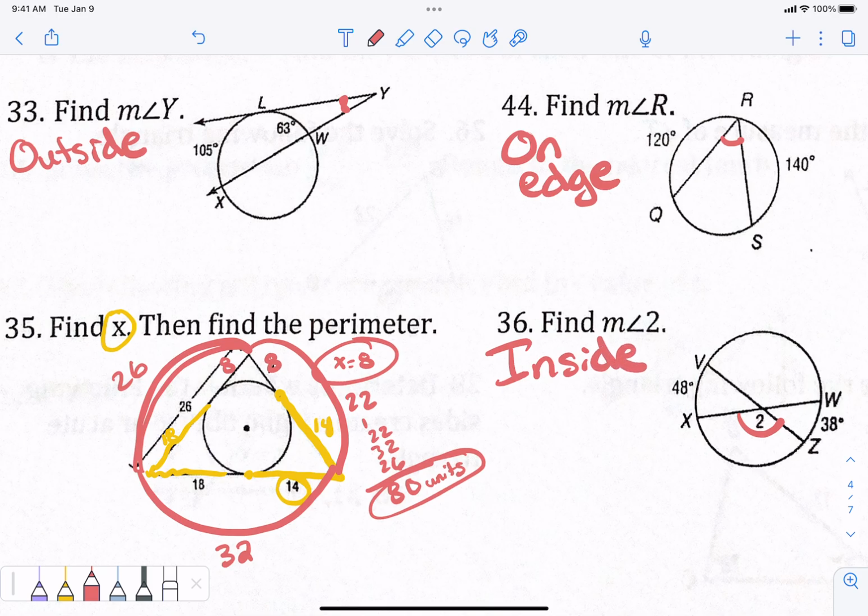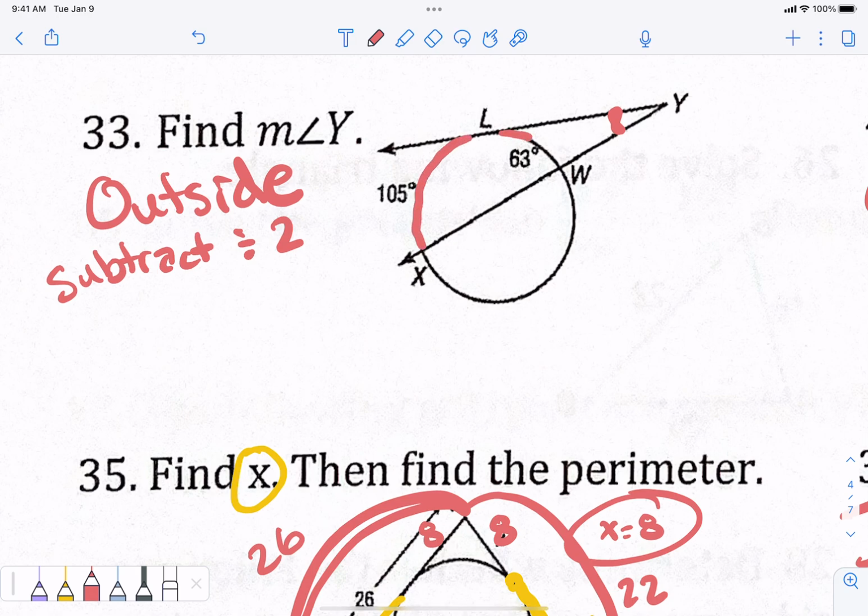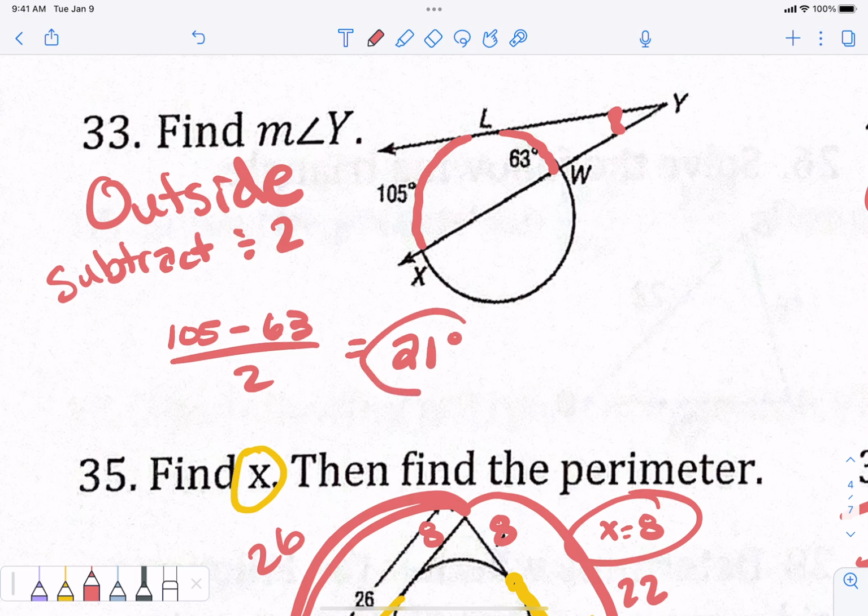When we did these in class, when they're outside the circle, you subtract and divide by 2. So I'm subtracting these arcs and dividing by 2 to get y. So 105 minus 63 and divide by 2. When it's outside the circle, you subtract and divide by 2. 105 minus 63 divided by 2 is 21 degrees. That's what y is, which seems about right. It's a smaller angle.